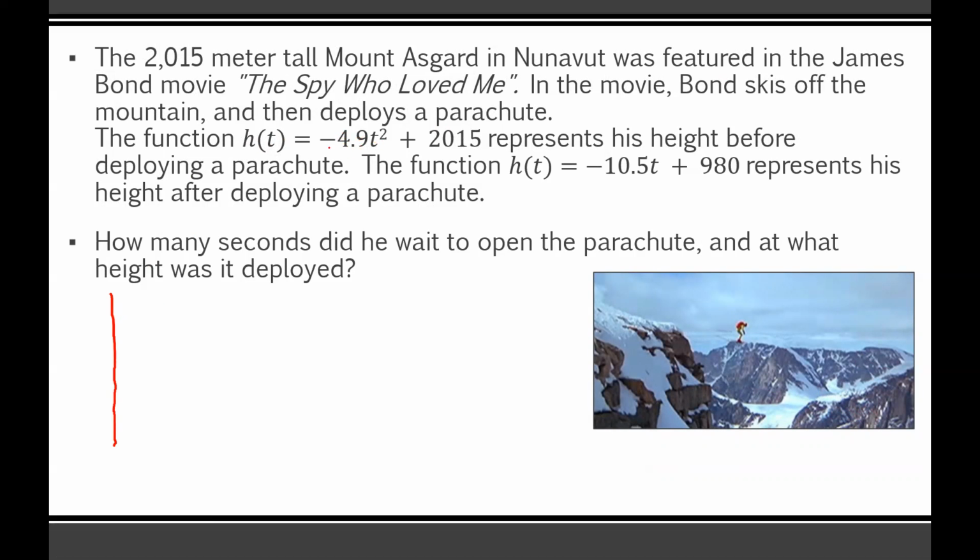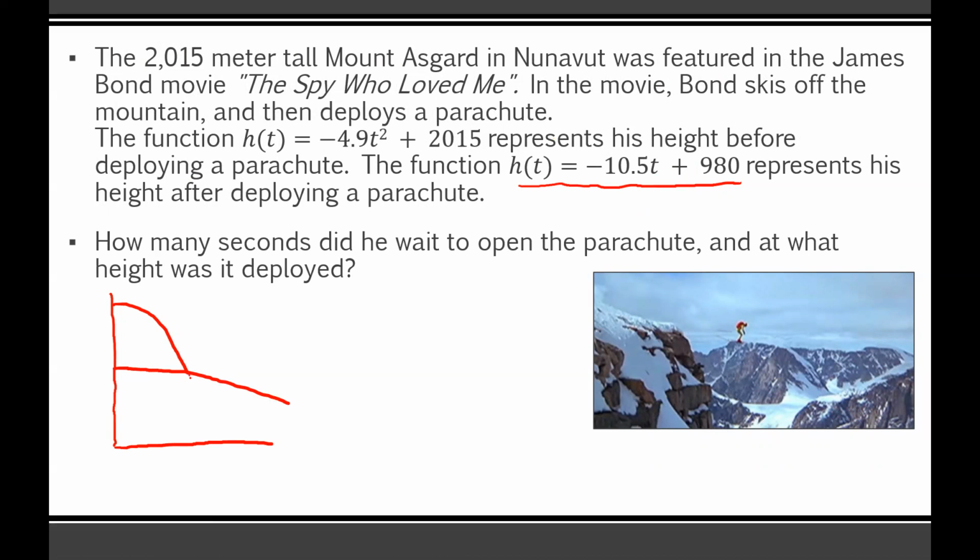This is a quadratic. Matter of fact, it's an inverted quadratic because there's a negative leading coefficient. So his initial path is going to look something like this. It's a free fall. However, eventually he deploys his parachute, and that function follows this linear line. It's a linear equation because there's no t squared, it's just t. So this is a mx plus b kind of question. It's a straight line, and that represents his height after deploying a parachute. And that line's probably going to look something like this.